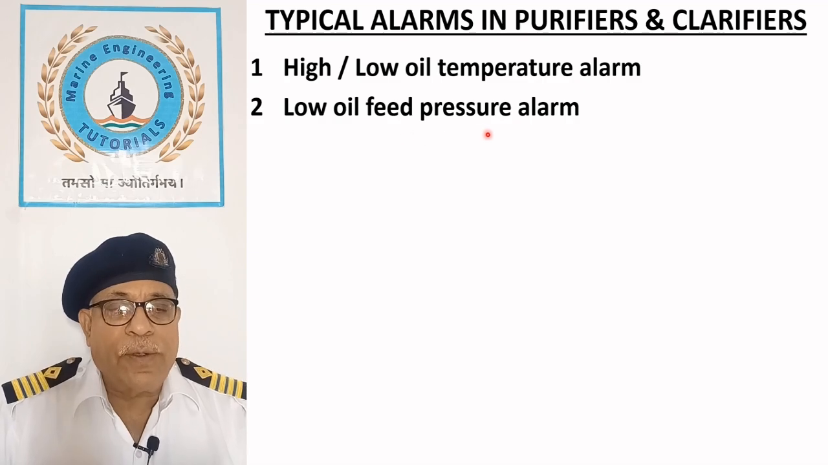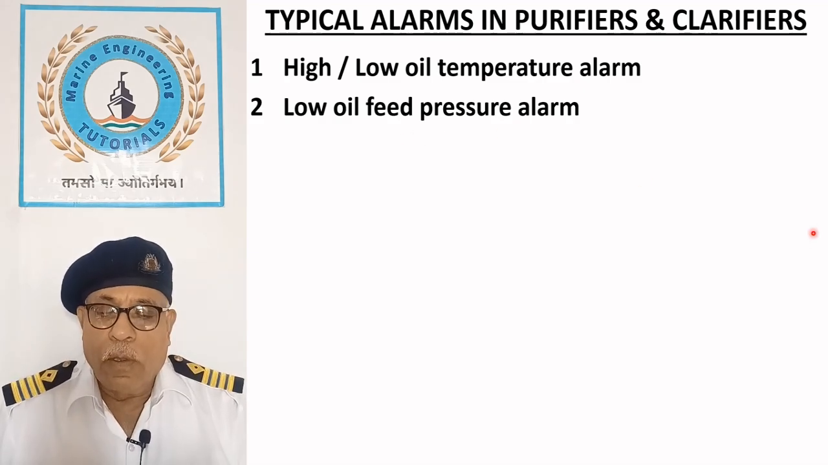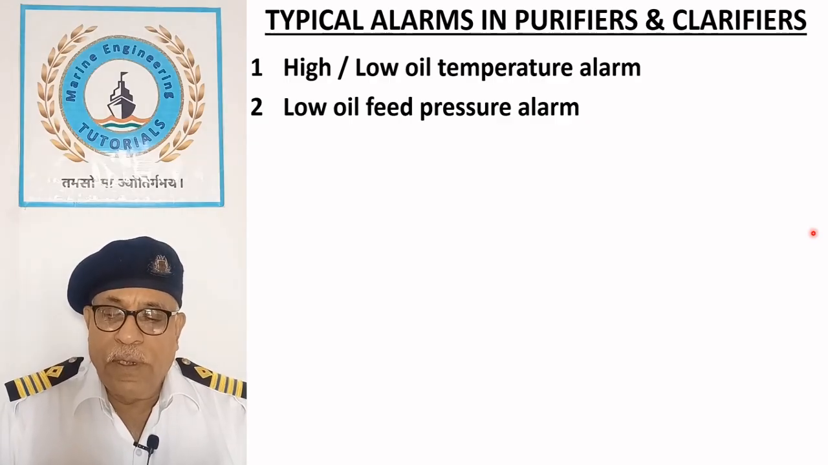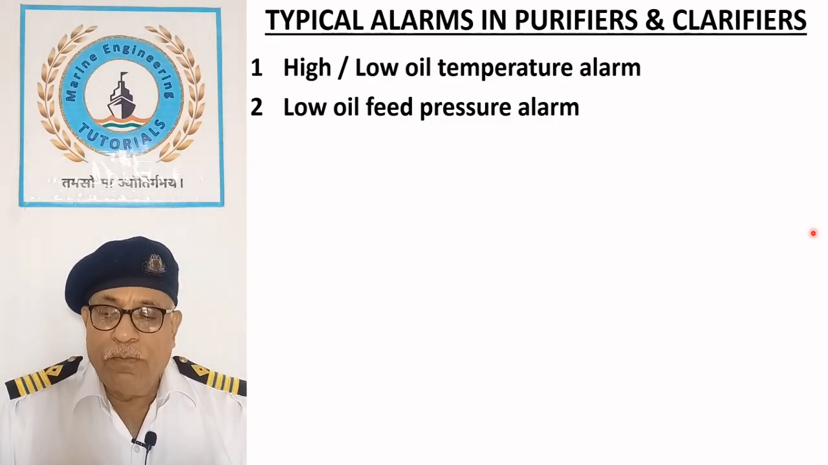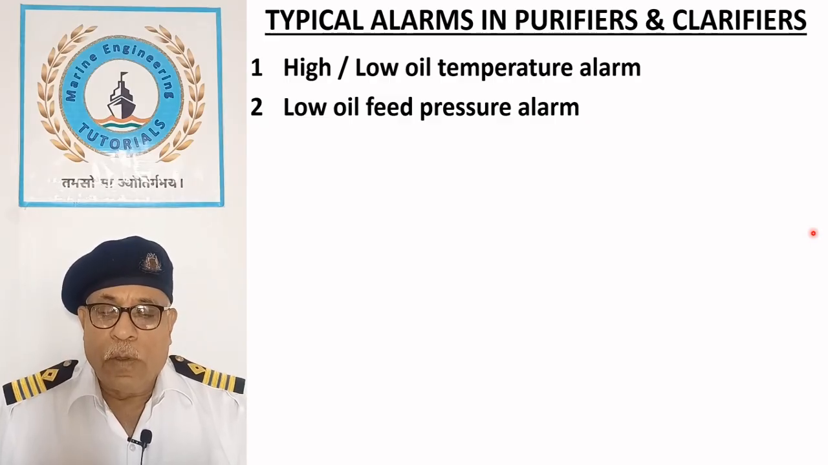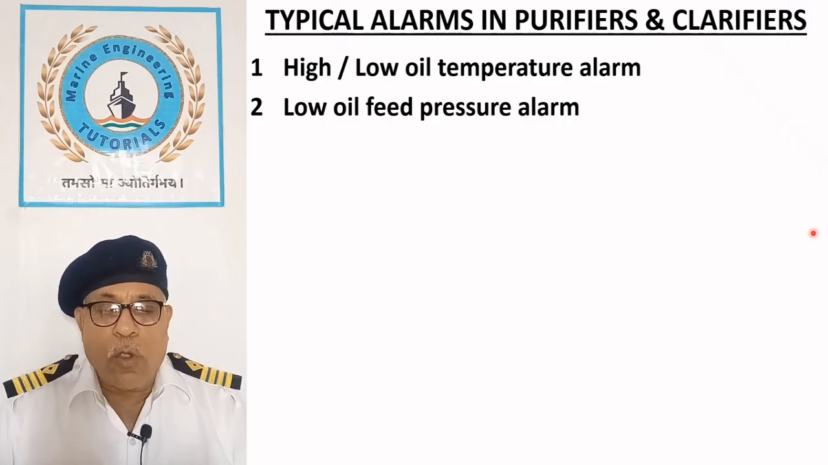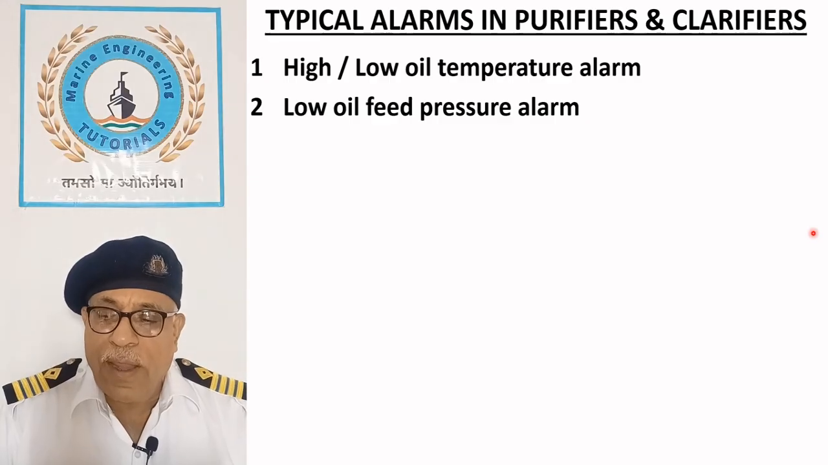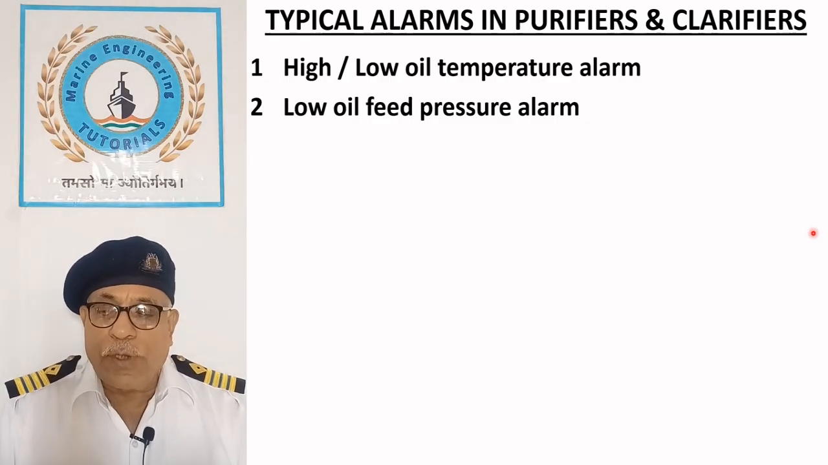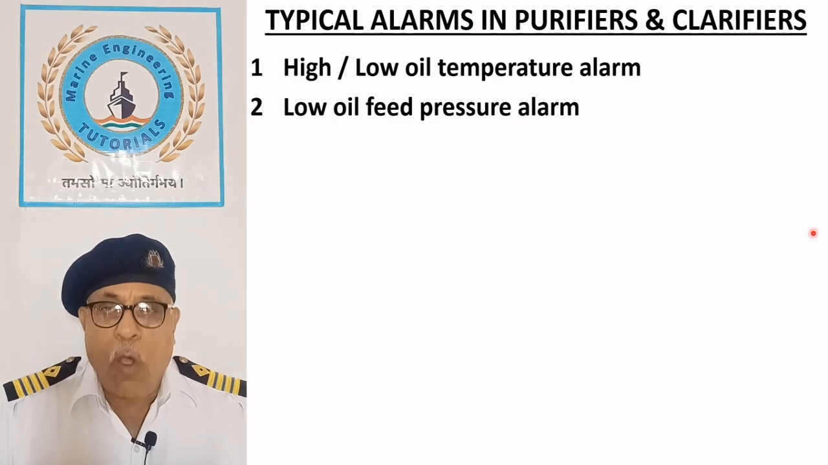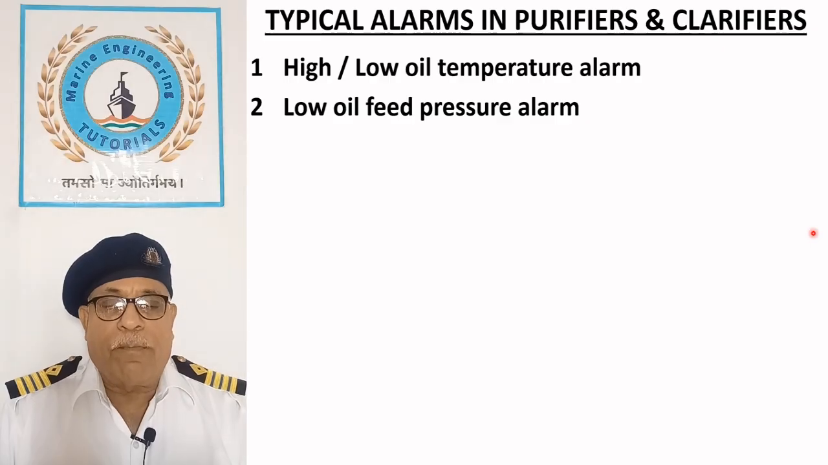Low oil feed pressure alarm. During operation, a pressure switch monitors the oil pressure in the feed line. If the feed pressure drops below the set value, an alarm is triggered. This may happen because of a clogged oil strainer, low oil level in the settling tank, incorrect operation of the three-way valve or flow control valve, or failure of the supply pump.